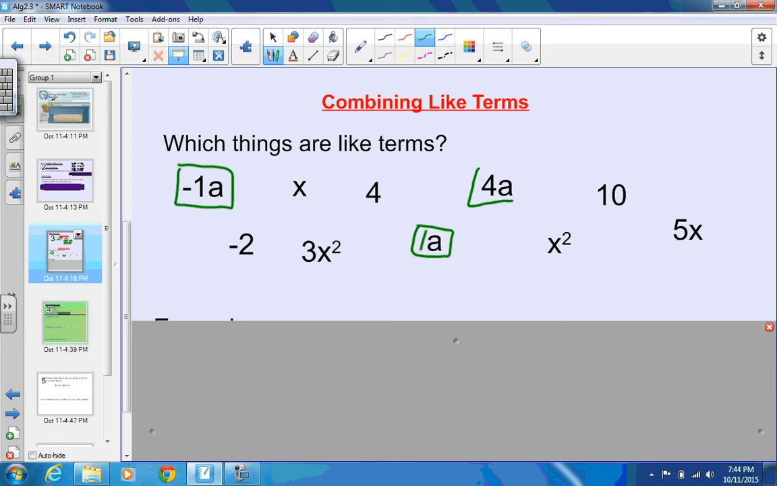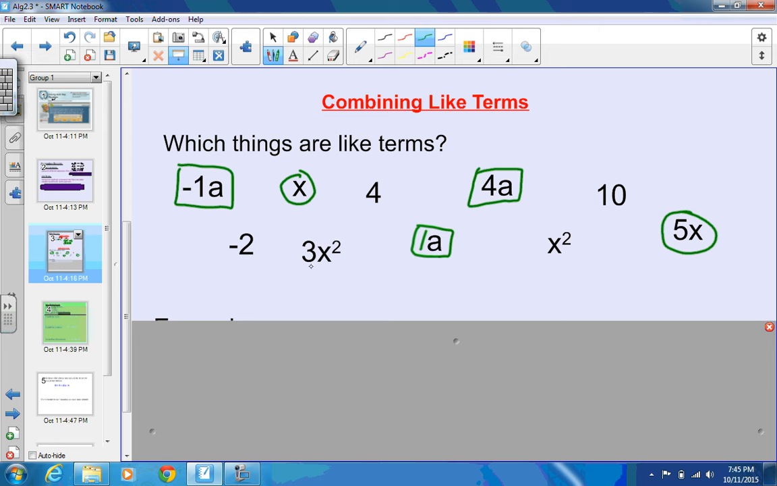We got 4a right here. Looks like that's all the a terms. So that's all we have right here. Now let's put a circle around any x terms. That's an x. That's an x squared. So that would not be a like term. So don't get fooled. That's not a like term because it does not have the same exponent. This would be an x term, so it's 5x.